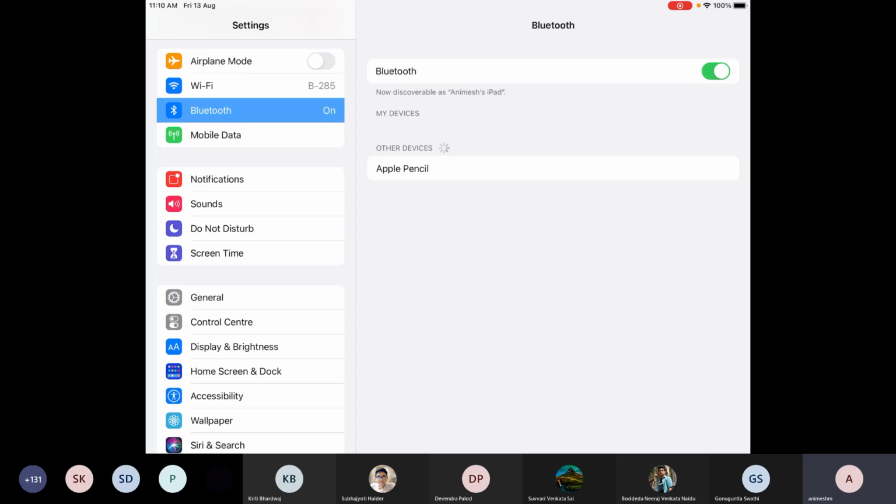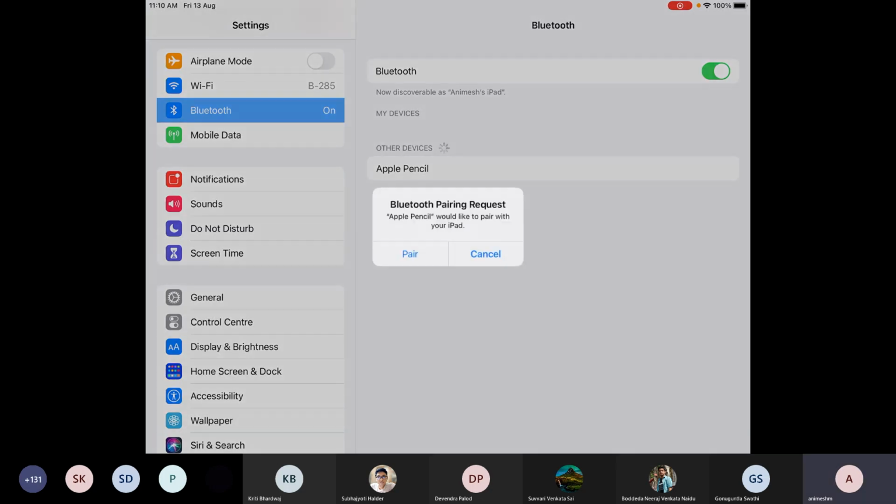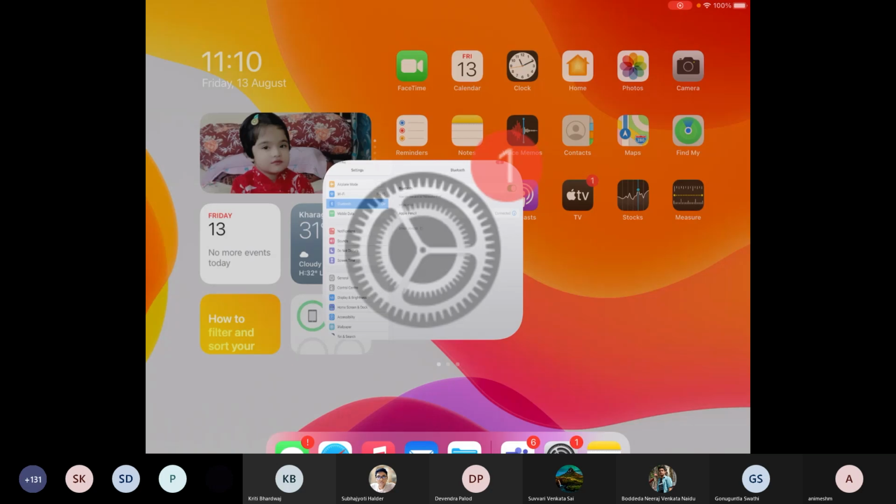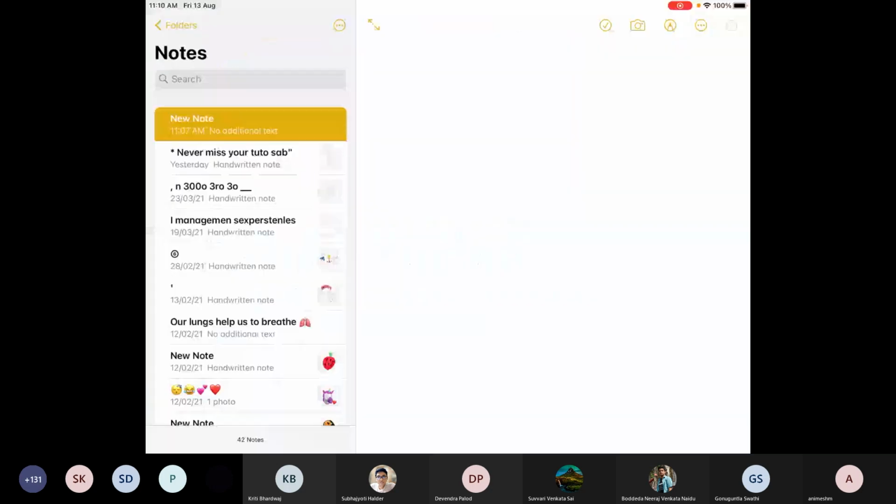So students, it seems that I'm having some issue with the Apple Pencil. I'm trying to get it connected. It should pair now. Okay, so I think we are all set. So you should be able to see my screen. Just one yes will do.